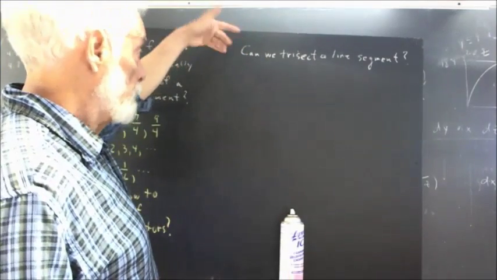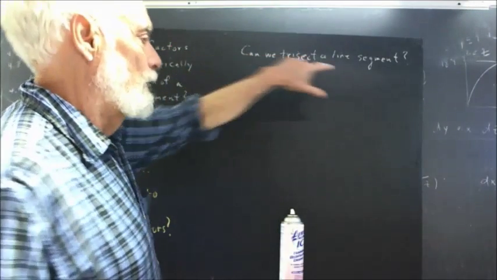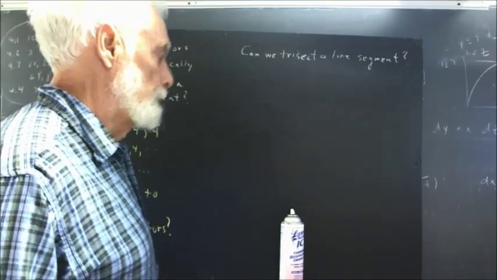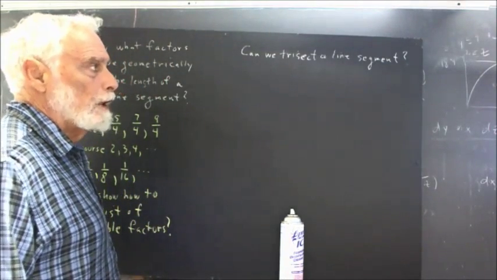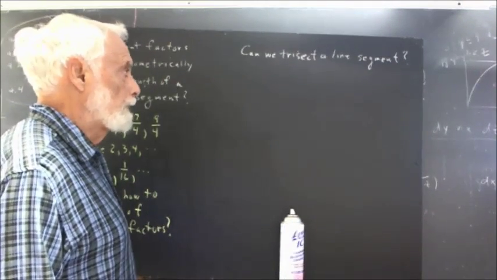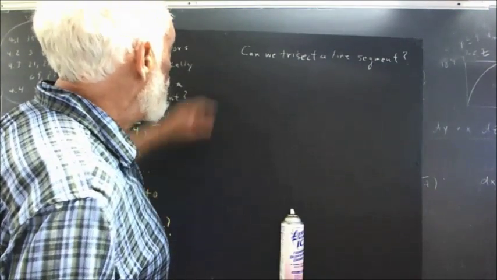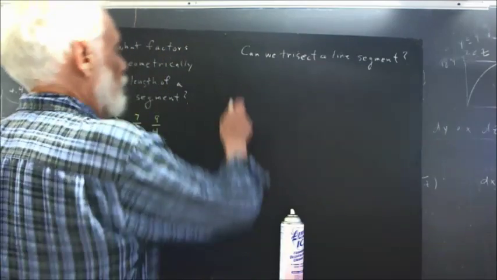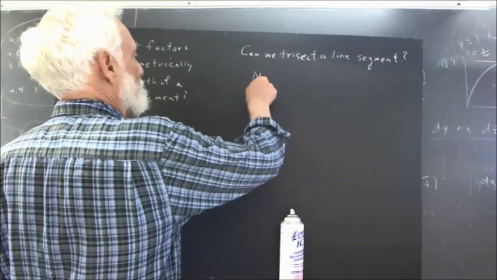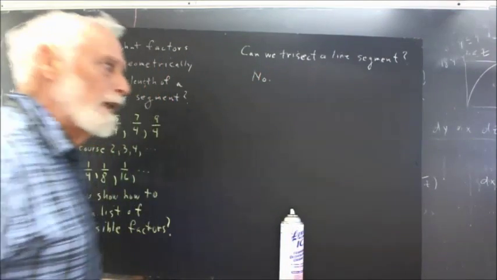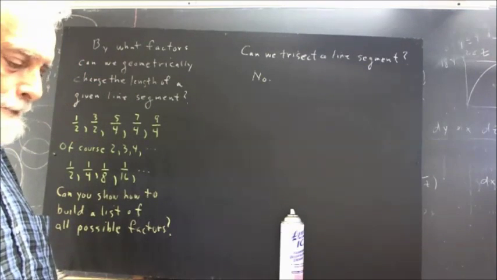So the Galois theory. So if you want to know why we can't trisect a line segment, come back to me in about 8 years, and if I'm still able to explain it, I'll do that for you. Okay, so no. Answer is no. Okay?